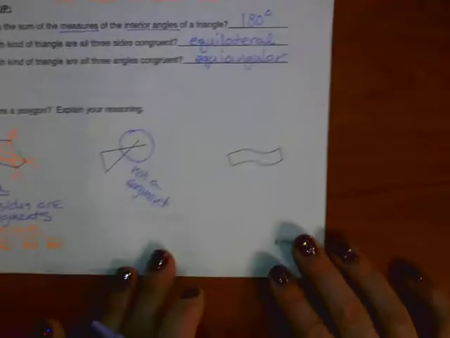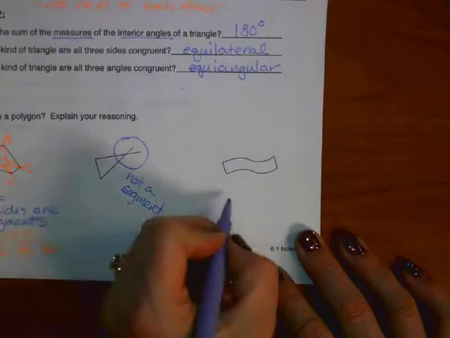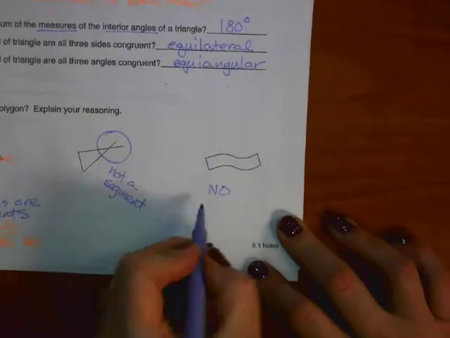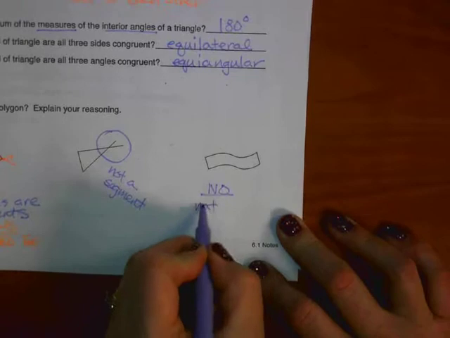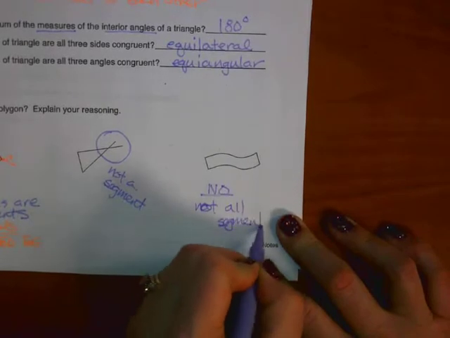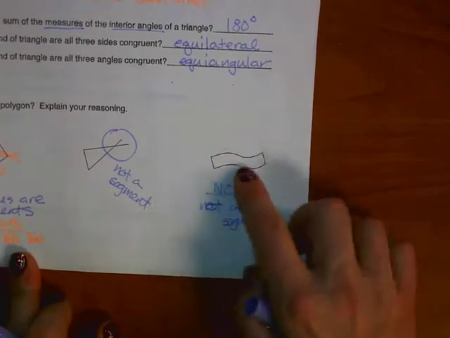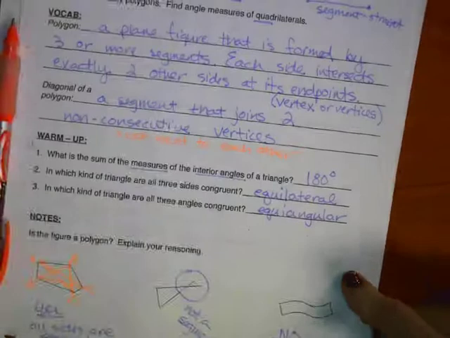Is this a polygon? Yeah. The segments are straight. No, it's not. They're not all segments because of the curve. They can't be curved. All right, turn it over.